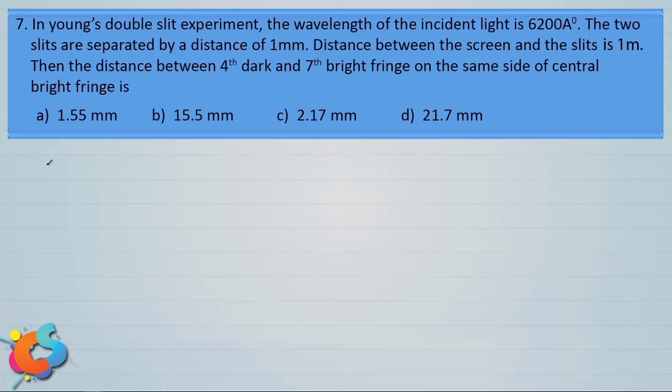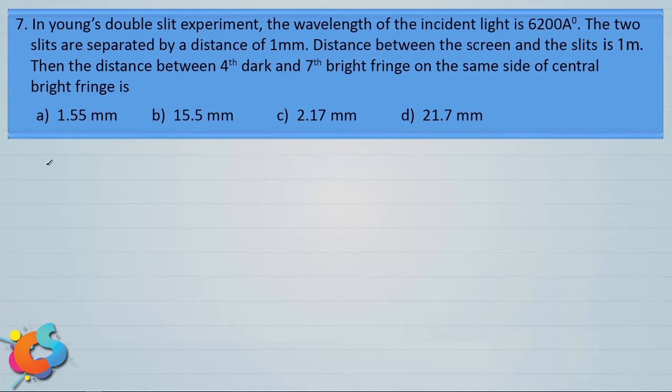Let's take up the next question. In Young's double-slit experiment, the wavelength of incident light is 6200 angstrom. The two slits are separated by a distance of 1 millimeter. Distance between the slits and the screen is 1 meter. Then the distance between fourth dark and seventh bright fringe on the same side of the central bright fringe is: options A 1.55 millimeter, B 15.5 millimeter, C 2.17 millimeter, and D 21.7 millimeter.